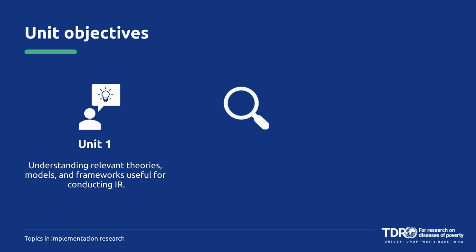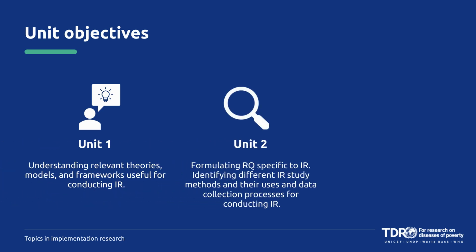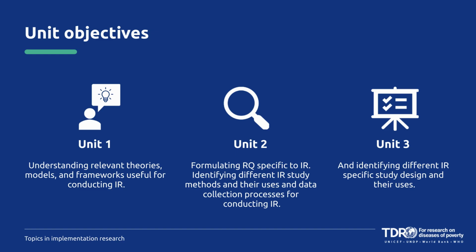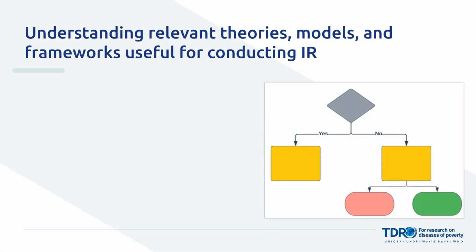In Unit 2, we look at formulating research questions specific to implementation research, as well as identifying different implementation research study methods and their uses and data collection processes for conducting implementation research. And in Unit 3, identifying different implementation research study methods and their uses. Let's start with Unit 1, understanding relevant theories, models, and frameworks useful for conducting implementation research.